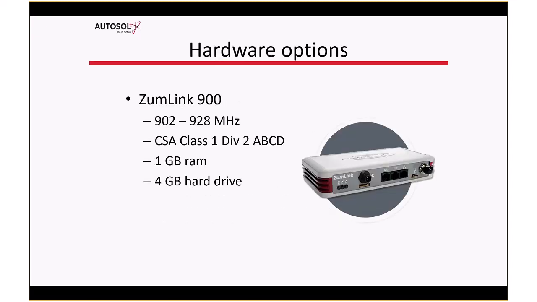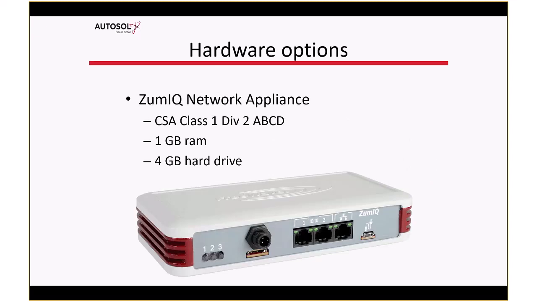Now, eACM is currently available on two hardware devices. The first is the FreeWave ZoomLink 900 MHz shortwave SCADA radio. This is a Class 1 Div 2 ABCD device with 1 GB of RAM and 4 GB of hard drive space. The other module, and the one I am using in this demo, is the FreeWave Zoom IQ. This is basically the radio, but without the radio in it, so it acts as a smart switch. It too is industrial, as well as has 1 GB of RAM and 4 GB of hard drive space.